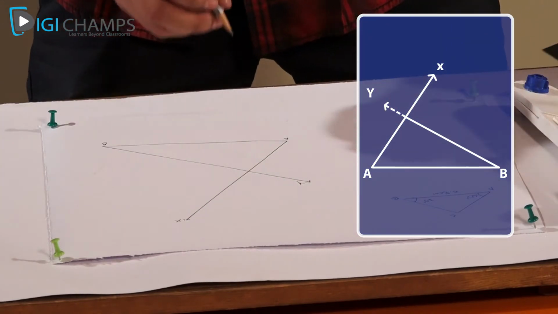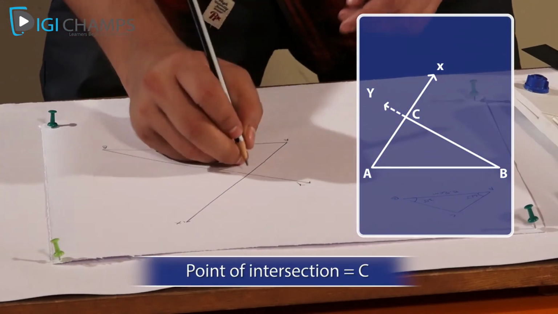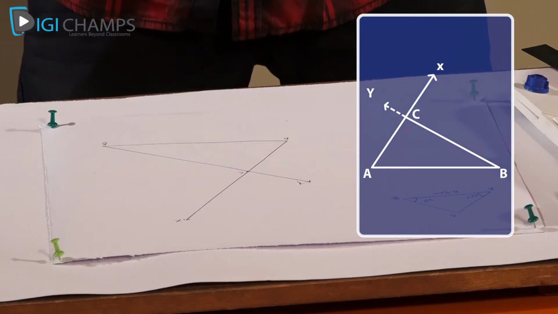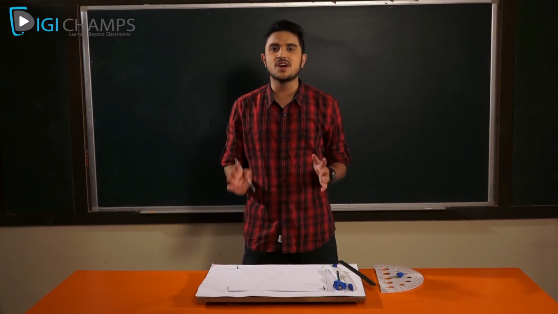So champ, the point where both of the rays intersect is point C. So this is the required triangle ABC. So easy, right? Now let us solve another question.